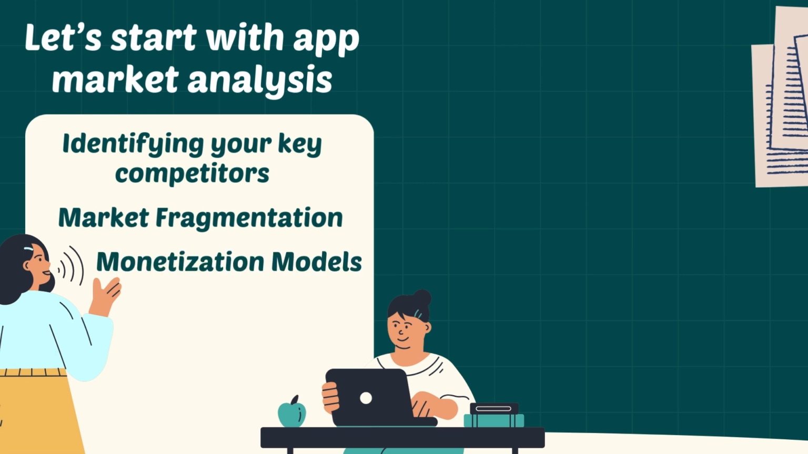Monetization models. Look at how your competitors make money. Do they use annual subscriptions, pay-per-use models, in-app purchases, ads, or something else? This can guide your own strategy. Market volume, revenue. Don't just look at total revenue. Pay attention to growth trends. A market with rising revenue signals momentum, while flat or declining numbers could be a red flag.